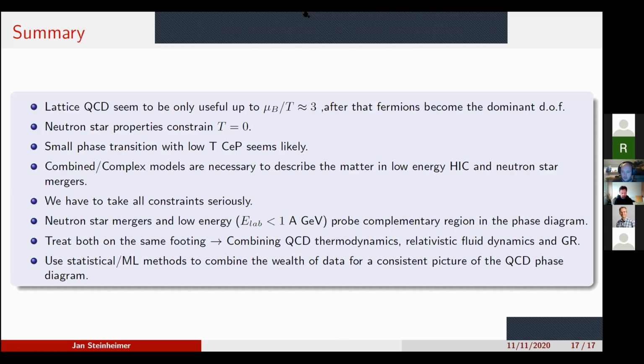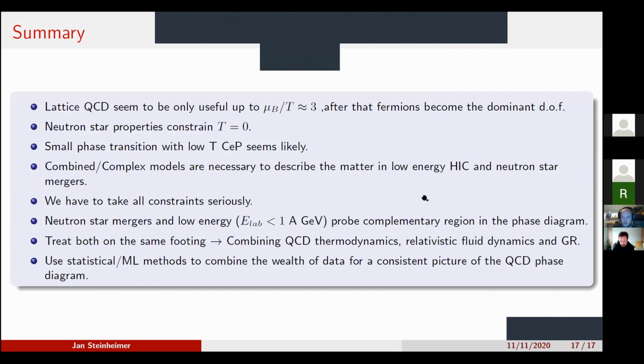Thanks, Jan. Very nice talk, and very well kept in time as well. Are there any questions? Yes, there are. Anirban, first one. Yeah, thank you. So in the hybrid modeling, how do you switch from the hadronic to the quark part in between?